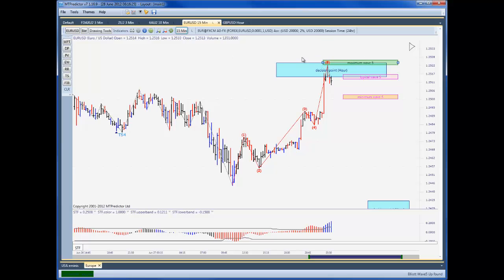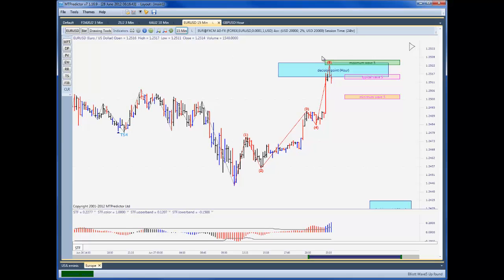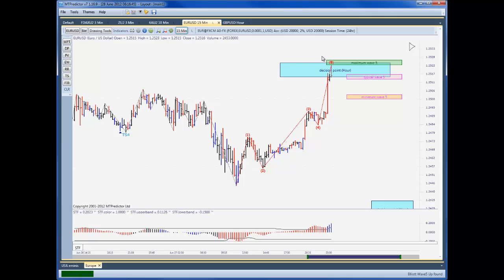And as you can see, this is exactly what unfolded: MTPredictor found a 1, 2, 3, 4, 5 with this high here, not only in our hourly decision point, but also right at the maximum wave 5 WPT. So this gave you two indications that the euro right back here was actually potentially making a high. So how could we have traded this? Well, the initial target of a 5-wave sequence is the DP from the wave 4.